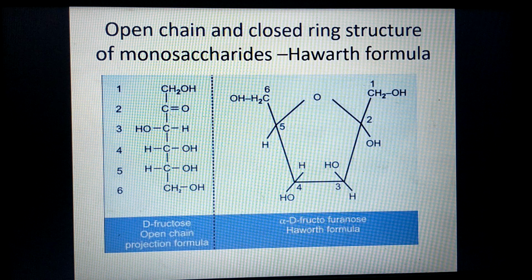Again, if the OH group at the functional carbon, which is second in this case, is present below the plane, it is called alpha D fructofuranose. If this OH group is present above the plane at the second carbon atom, it is called beta D fructofuranose. So these are the various types of monosaccharide structures.